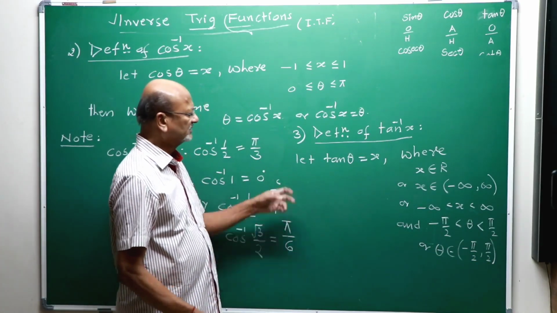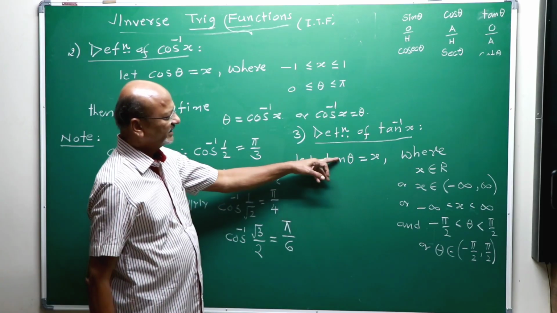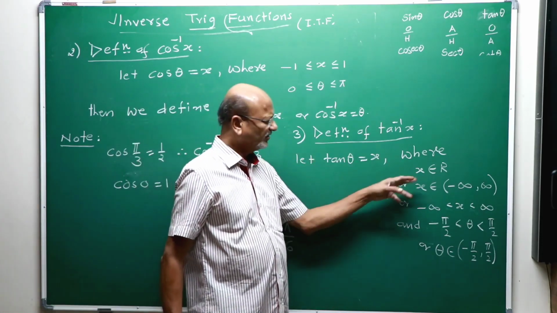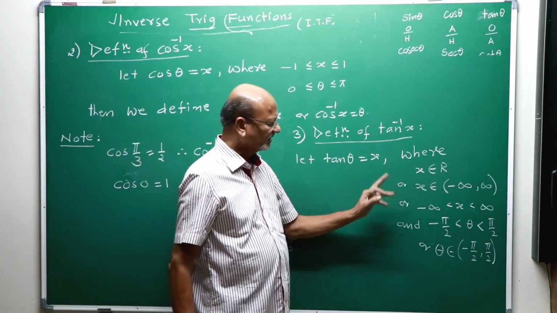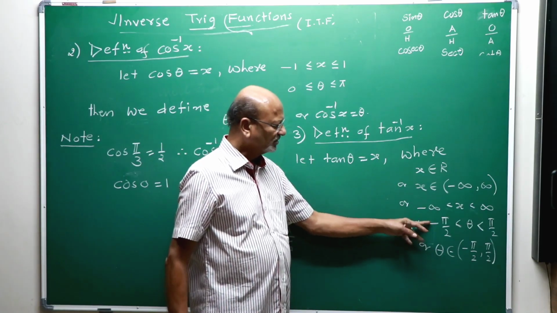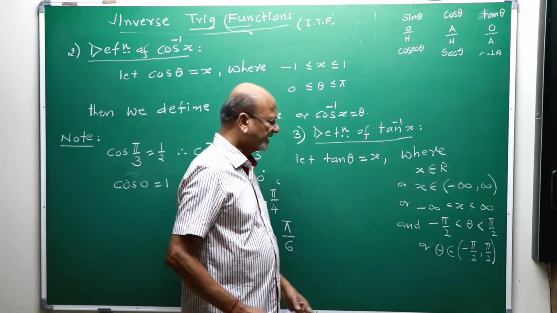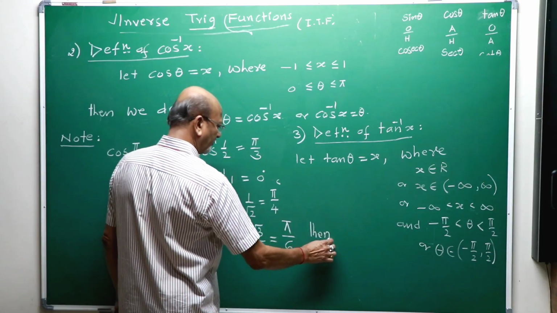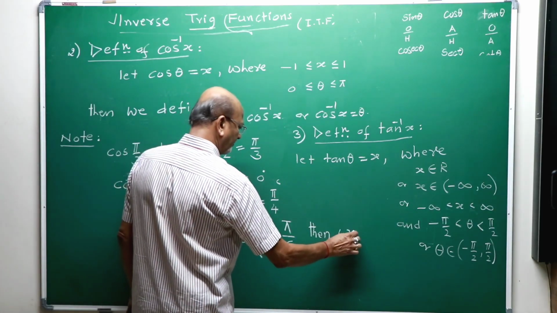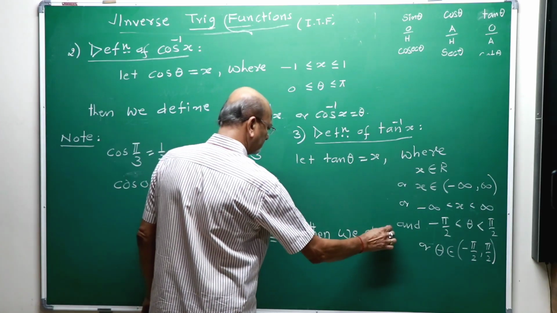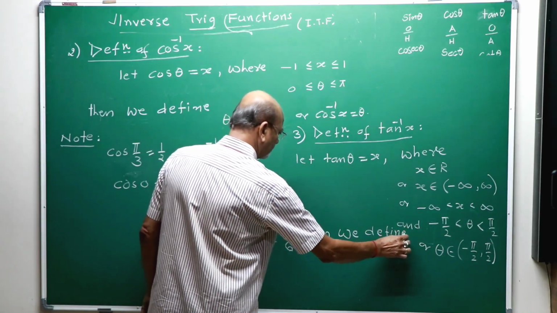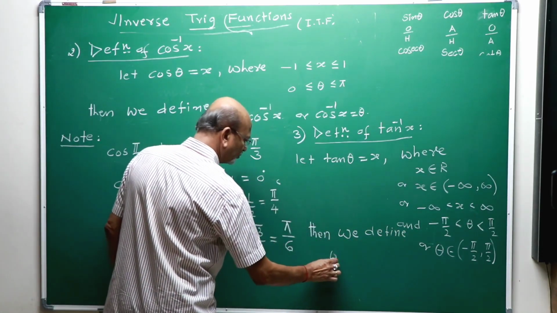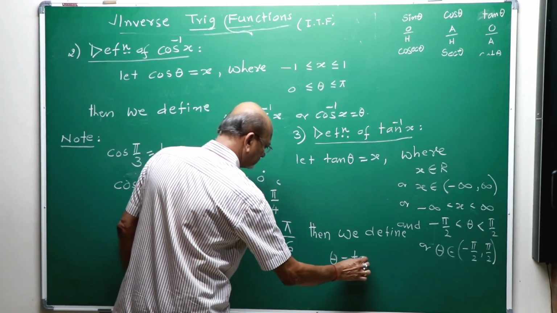Yes, my friends. Let tan theta equal to x, where for x you write any one, not all three, any one, and any one among the two for theta, either this way or this way. Then we define theta equal to tan inverse x.